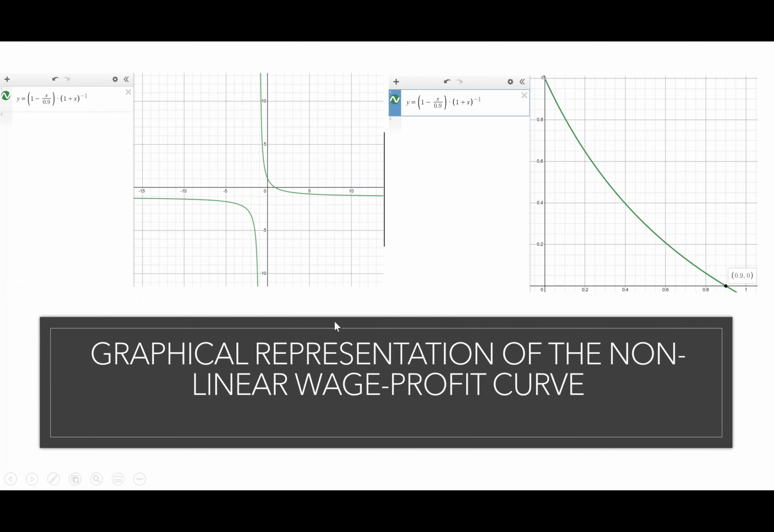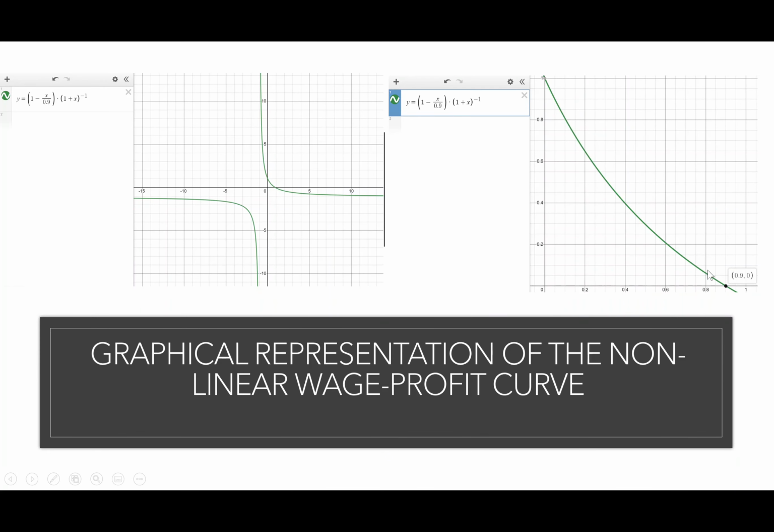And let's just look at the graphical representation of what I was discussing earlier, the nonlinear wage to profit curve implied by the standard Marxian pure circulating capital model. Basically, we can see that the general graphical representation of this function is this one, which looks similar to the rectangular hyperbola that we saw before, only that now there are differences, obviously, because it's more complicated.